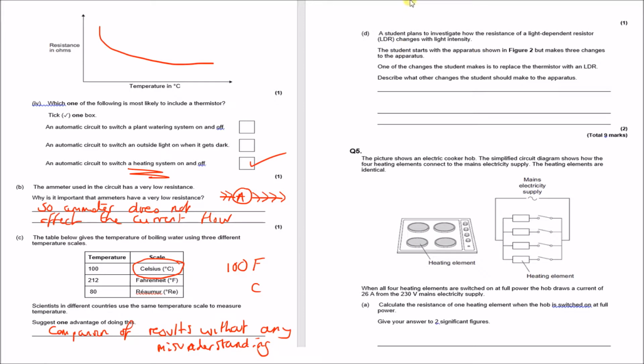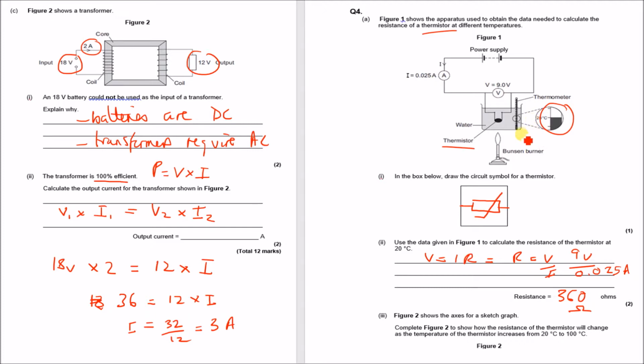Right, a student plans to investigate how the resistance of the light-dependent resistor, LDR, changes with light intensity. The student starts with the apparatus shown in figure 2 but makes 3 changes. One of the changes the student makes is to replace the thermistor with an LDR. Right, so let's go back to what we were looking at before and we'll have a look at what they've done. So they've changed the thermistor and they've used a light dependent resistor. So remember, that's a resistor that is dependent on the light. The light is going towards the resistor. So that's change number 1.